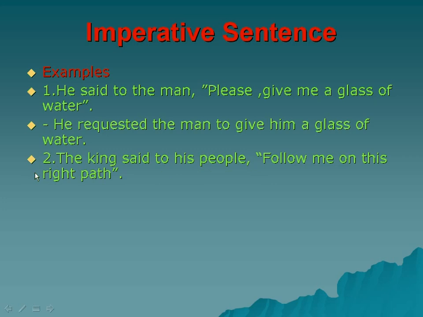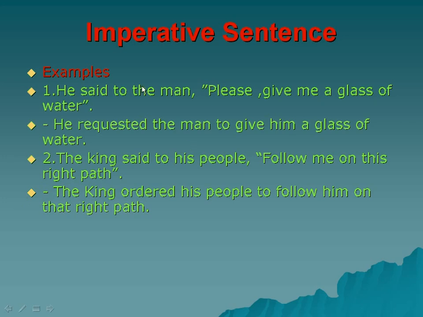See again examples. Next example. The king said to his people, "Follow me on this right path." Answer is, the king ordered his people to follow him on that right path. Here the king ordered his people, so we take here ordered as a reporting verb. The king ordered his people to follow him on the right path.